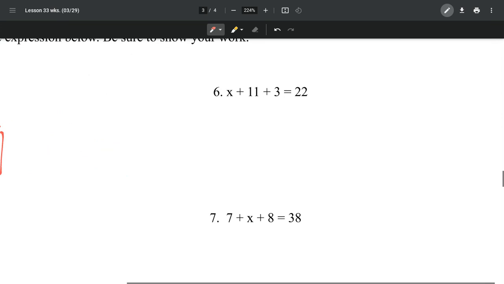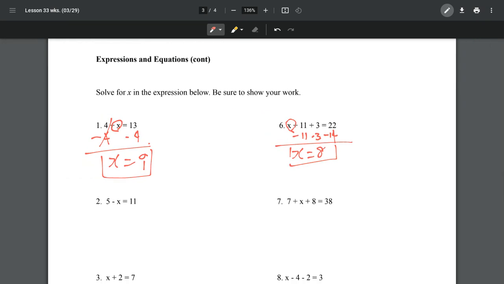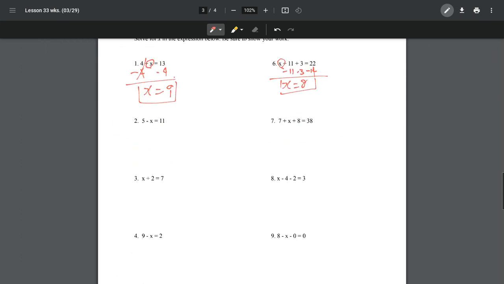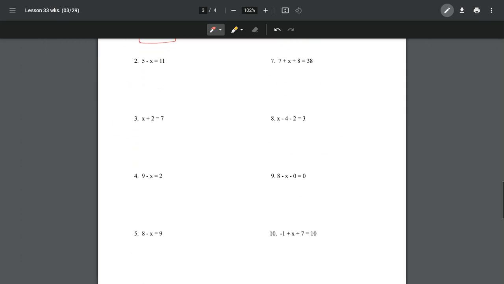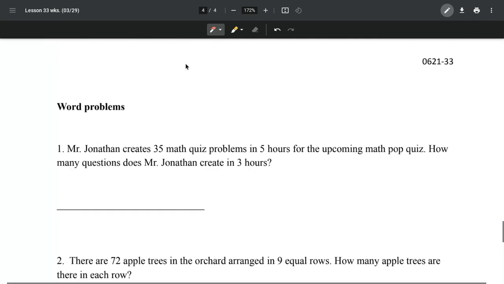How about number 6? We have x plus 11 plus 3 equals 22. Again, when we're solving for x, it has to be by itself, so we're going to subtract 11 and 3 from both sides. That's going to be 14, right? So x equals 22 minus 14, which is 8. For the rest, go ahead and solve for x, and let's move on to our last page.